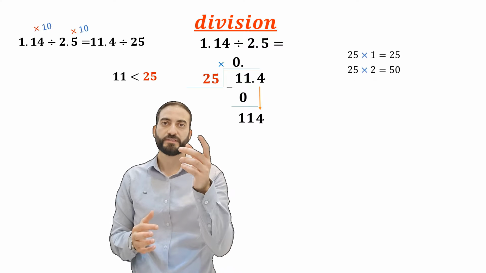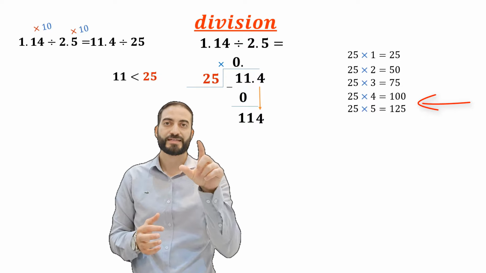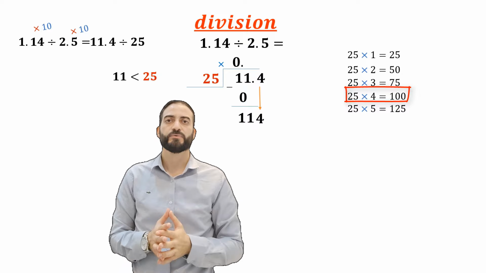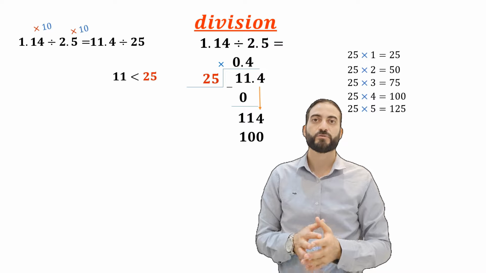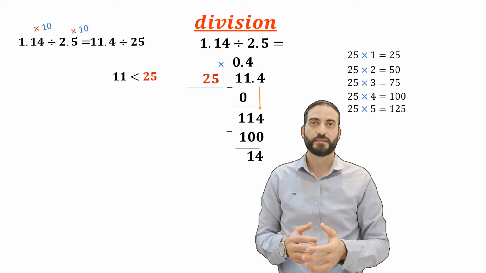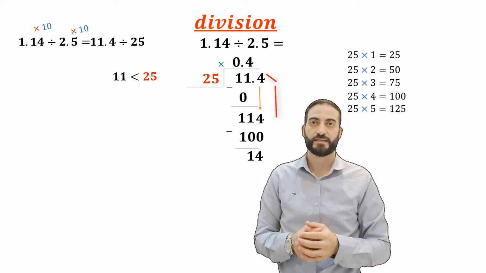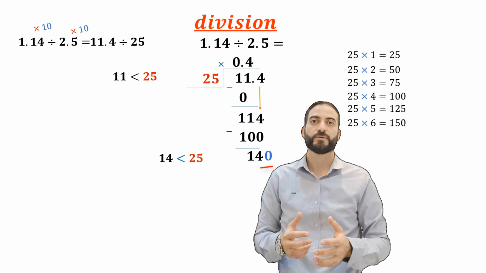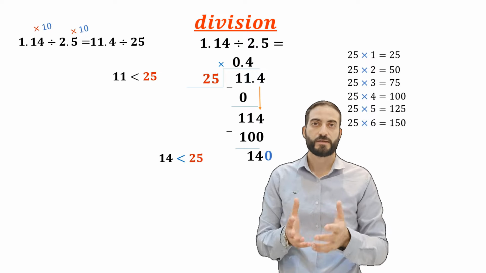We find that 114 is here between 100 and 125, so we take the smaller one, which is 25 times 4 equal 100, and we put this 4 here and immediately multiply the 4 by the divisor to get 100, and immediately we do a subtraction to get 14. Because 14 is smaller than 25 and there is nothing here, in this case we can put 0 here to complete the process. So we have 140 larger than the divisor.